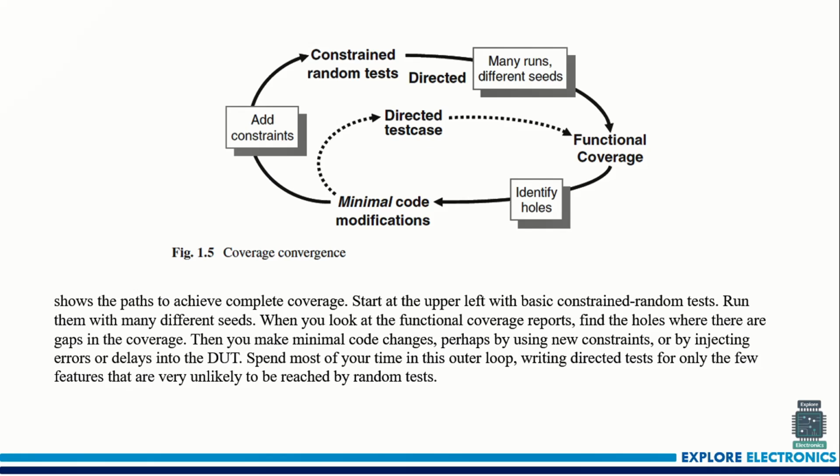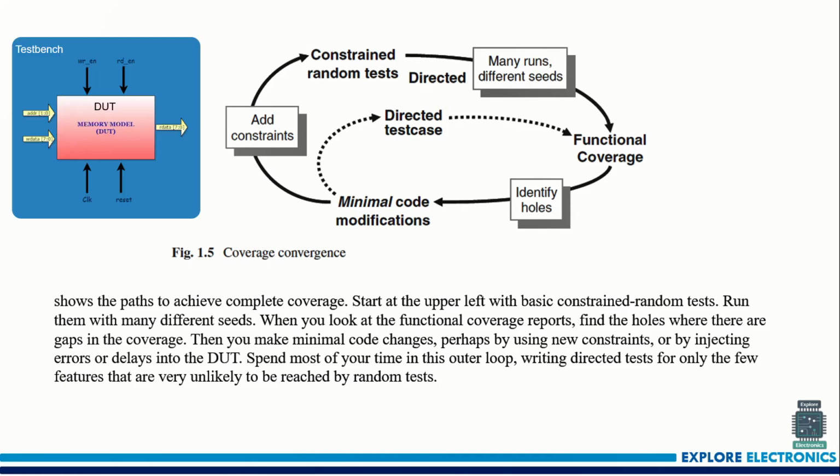Then we have a coverage convergence diagram. If we use constraints, you can see on the left we add constraints. Once we add a condition, the constraint, simply put, suppose you are verifying memory write and read operations. There are two control signals: one is write enable, another is read enable. Assume the specification says write and read should not happen at the same time.